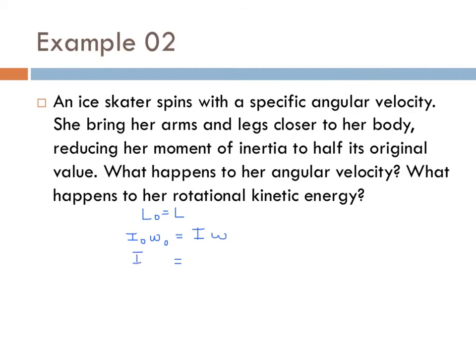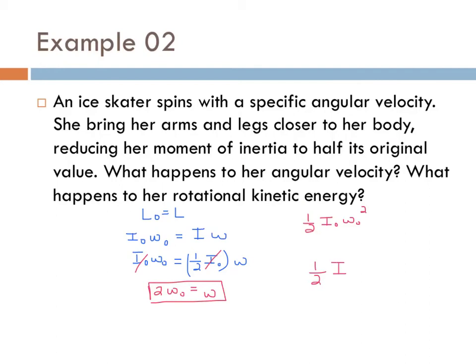Her moment of inertia at the end is half what it was to begin with. That means that she has 2 times the initial angular velocity. Now, her rotational kinetic energy was 1/2 I naught omega naught squared to begin with, and at the end, she's going to have a rotational kinetic energy of 1/2 I omega squared.